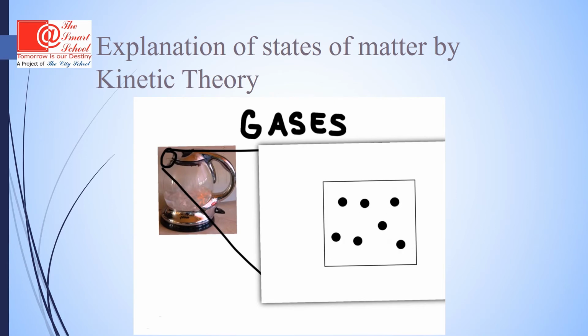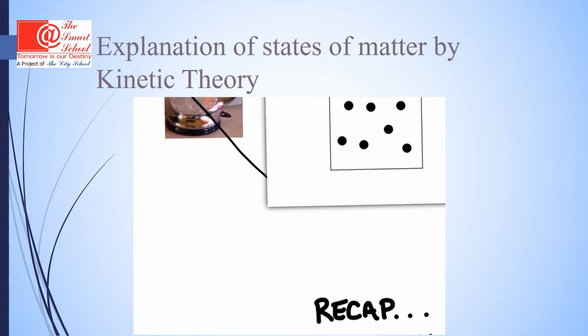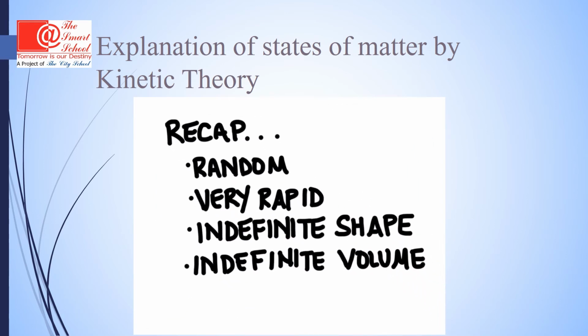Gas particles don't have a definite shape. They're going to fill the shape of a container just like a liquid. And they don't have a definite volume either. We can compress a gas into a smaller volume or let it expand to fill a large volume. So to recap what we know about gases, they move randomly and very, very quickly. They're so quick that the attractive forces are almost non-existent. They have an indefinite shape and an indefinite volume.